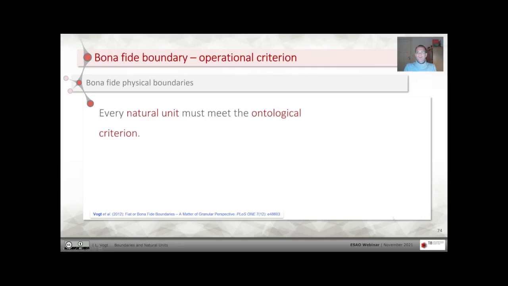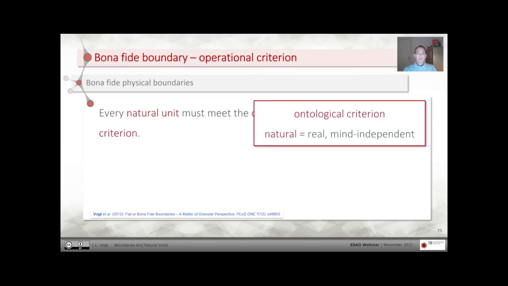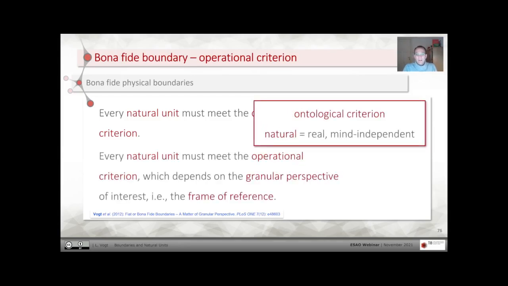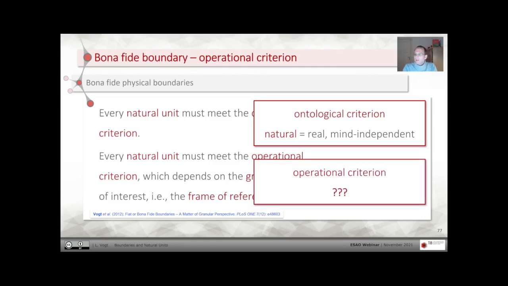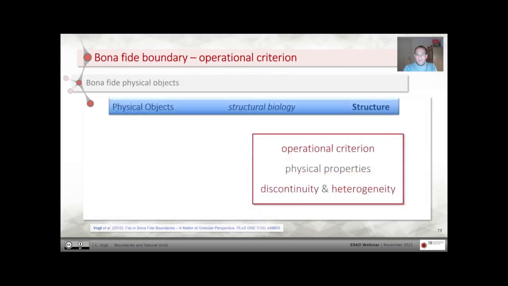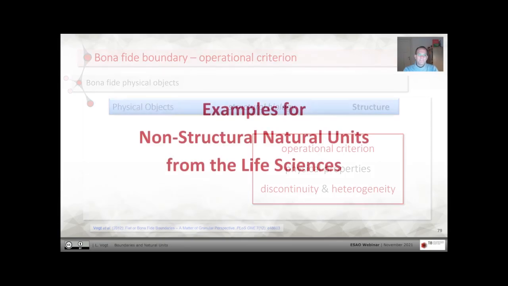Well, every natural unit must meet the ontological criterion. That's clear. The question is, every natural unit must meet the operational criterion, which depends on the granular perspective of interest, and so the frame of reference. And what are these operational criteria? Well, we know for physical objects, we could use this operational criterion of physical discontinuity and heterogeneity, but we have to be aware that it's granularity dependent.